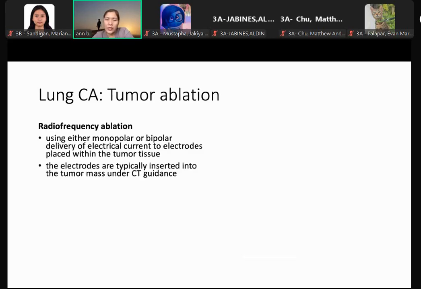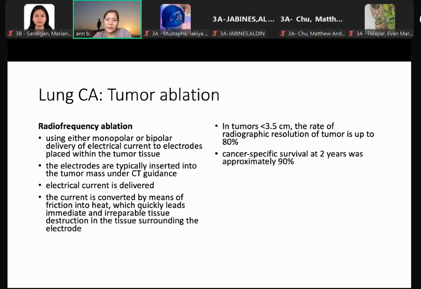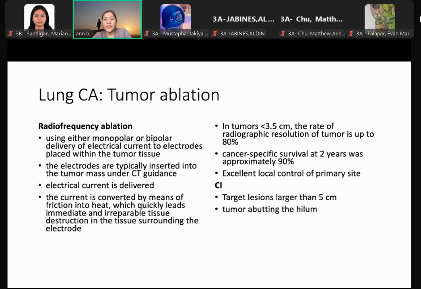So, with tumor ablation, this is just nice to know. We have the radio frequency ablation. I think you can go over this. This is just, again, a nice to know indication of when to do radio frequency ablation. The cancer-specific survival at 2 years was approximately 90% in radio frequency ablation, with excellent local control for the primary site. Again, this is for early stage cancer.